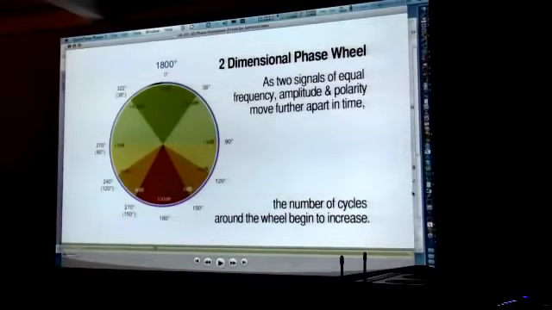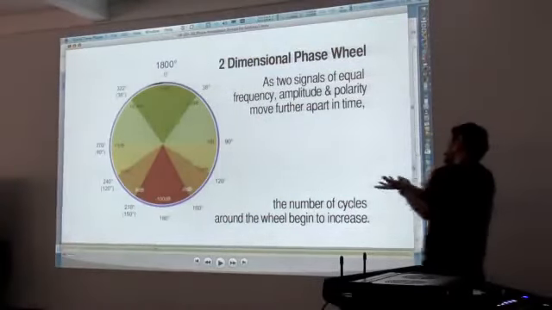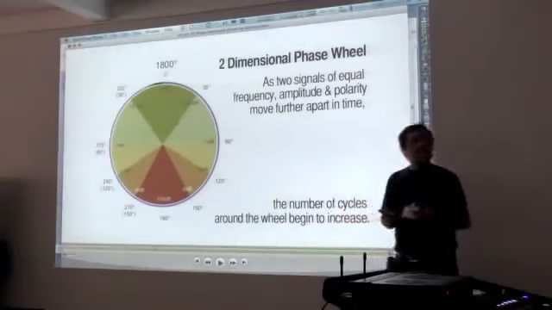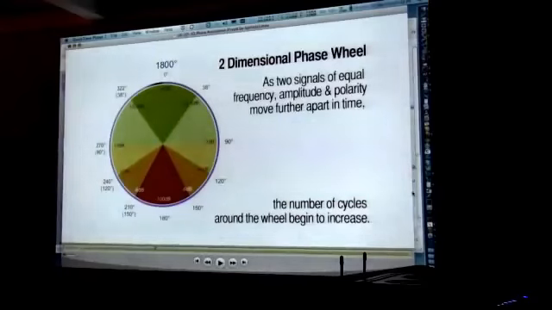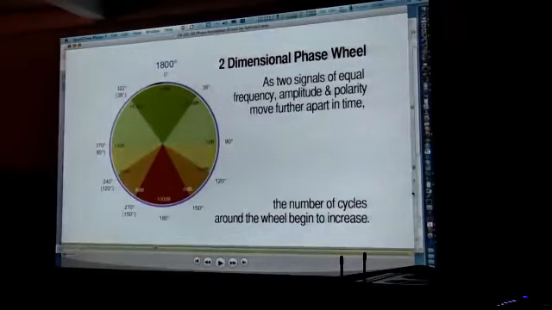But I have to tell you something. This representation of phase is very simplistic. It's missing something. It's a two-dimensional representation. But phase is three-dimensional.